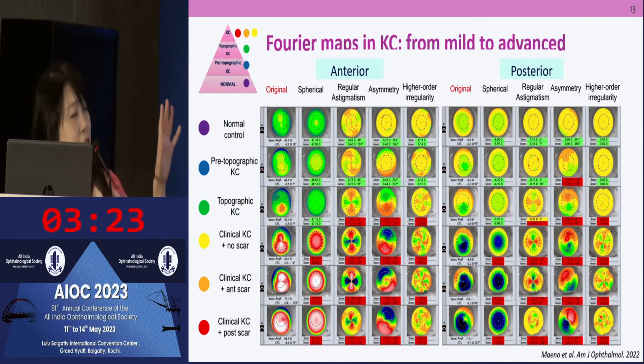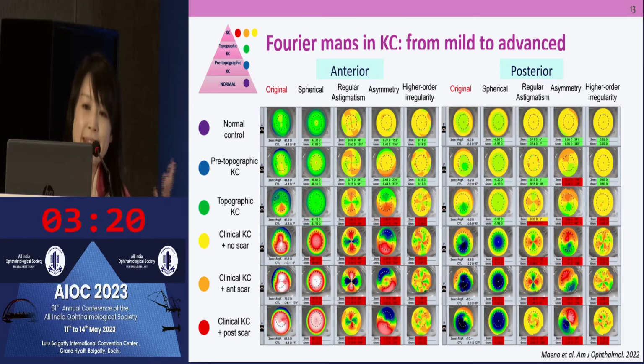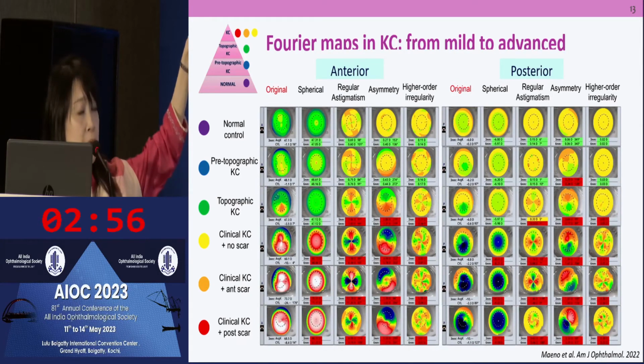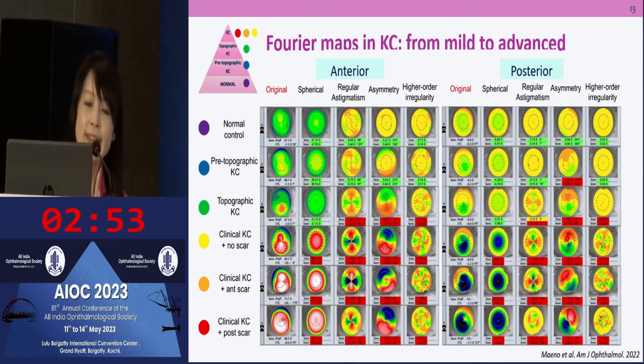So I show representative Fourier map cases from all 6 groups. You can see the anterior Fourier maps and posterior Fourier maps. As I mentioned, purple is normal, and red is the color of severe keratoconus. So if you look from the upper to the lower level, you can see significant color changes with the severity of keratoconus.